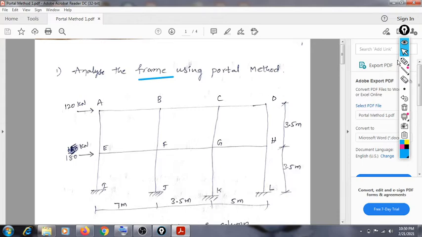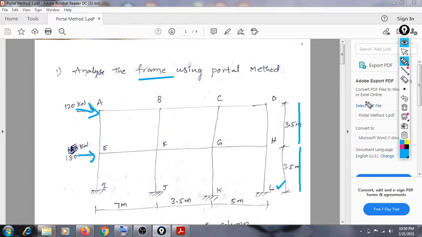So, when you look at the figure here, this is a frame with A, B, C, D, E, F, G, H and I, J, K, L as ends. And the story's height is 3.5 meter. This is bottom story and this is top story. The height is 3.5 meter. So here the horizontal load is 120 kilonewton and the horizontal load here is 150 kilonewton. There is a mistake. This is 150 kilonewton.